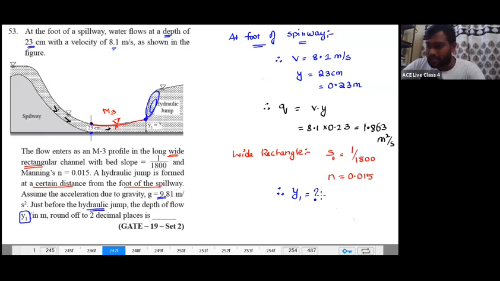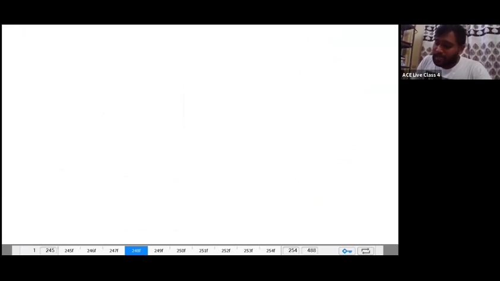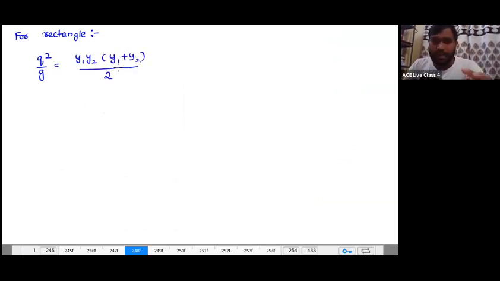The question seems very easy. At the foot of the spillway, they have given the velocity and the depth so that I can find the discharge per unit width. Now I know the discharge, and I want y1. For a rectangular channel, what is the relation between the conjugate depths? Q squared by g is equal to y1 by 2 into y1 plus y2 by 2, multiplied by the sum. This is the relation.